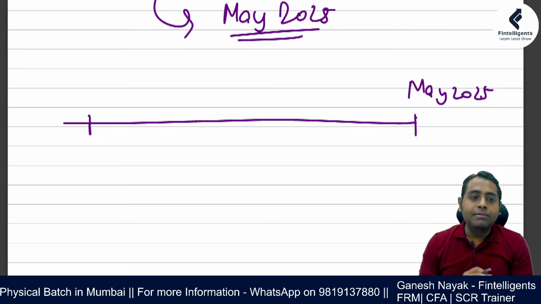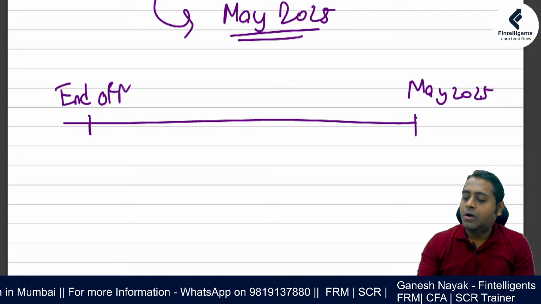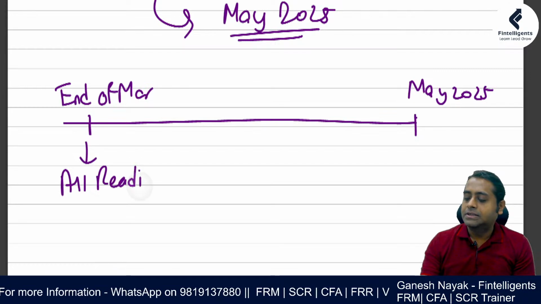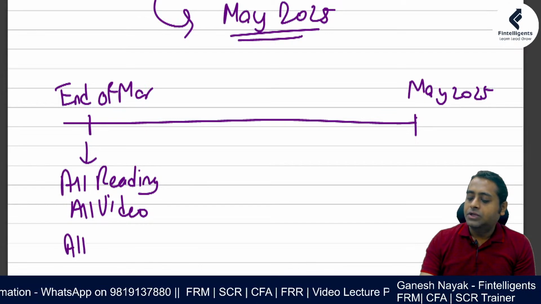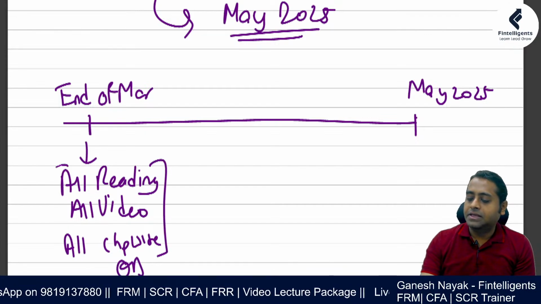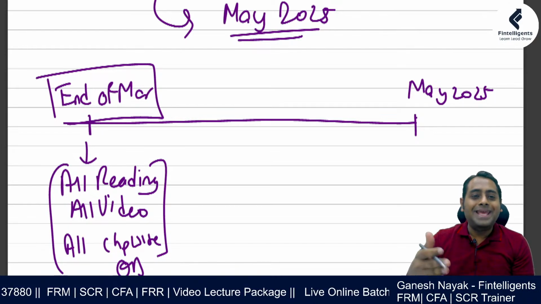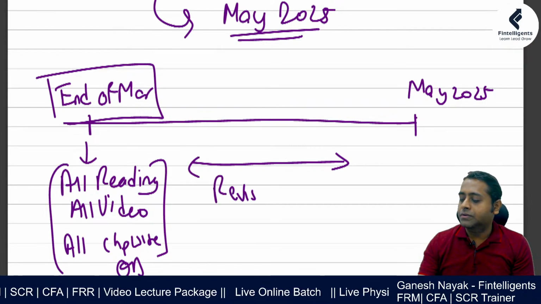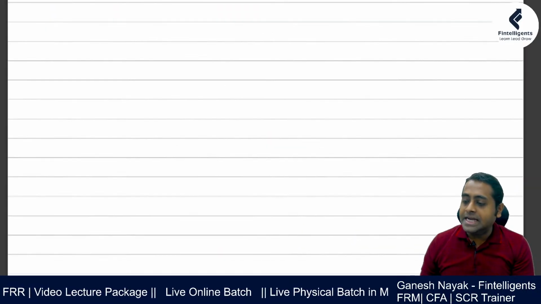Now ideally the expectation is that when you're going for a May exam, you are able to complete all your readings, all your videos if you've taken video lectures, and all chapter wise question bank. All three things ideally should be done by March end. And from April onwards you have to start doing your revision. So how do we plan that revision? I'm going to talk about that in detail now.